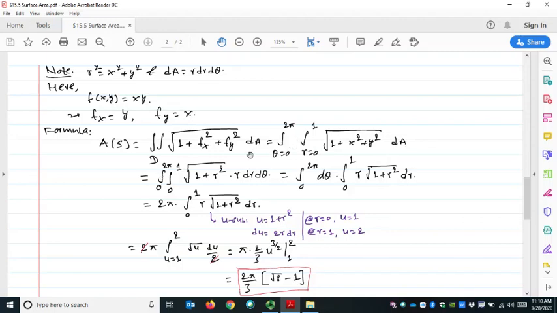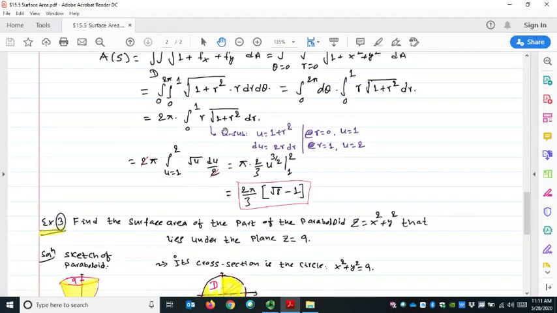Copy theta limits, copy r limits, or theta integrals and r integrals. Under the radical, 1 plus x squared plus y squared is 1 plus r squared. And then dA is r times dr times d theta. This equals, so we can integrate separately. So from the theta integral, we get 2 pi. And the r integral, this is a good candidate for u substitution.